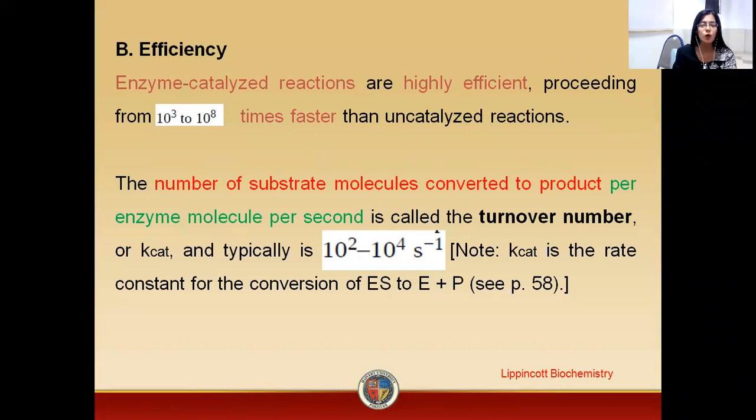So, now, what is the turnover number? The number of substrate molecules which are converted to product by the enzyme molecules per second. Don't forget per second. Don't forget the time. Turnover number is the number of substrate molecules converted to product with the help of the enzyme within a second. This turnover number is usually 10 raised to power 2 to 10 raised to power 4 per second.